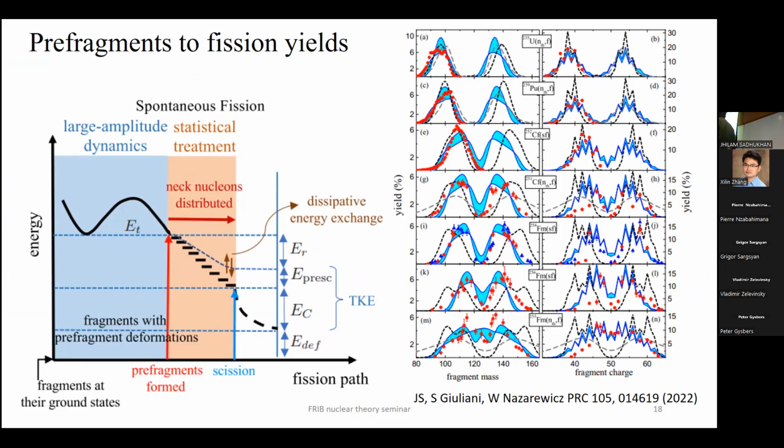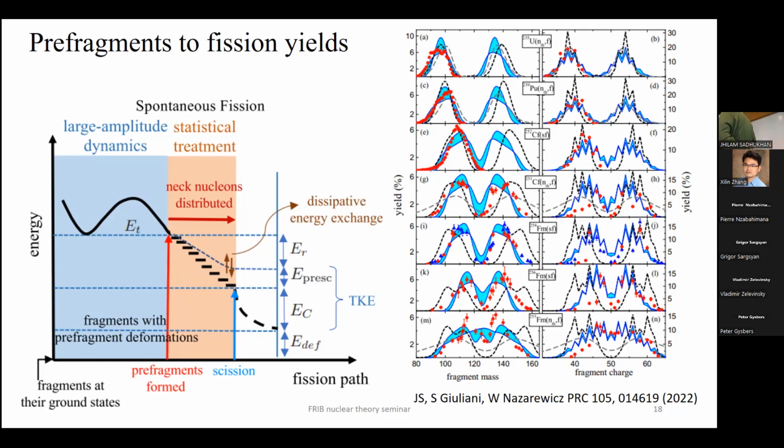We use a statistical distribution to get the final fragments, and to get it we need this residual energy, which involves this liquid drop energy as well as the average pairing energy. And if we use this method and get the fragments, these are the results. Here we can see that this blue band is our result, and these dots are basically experimental data.